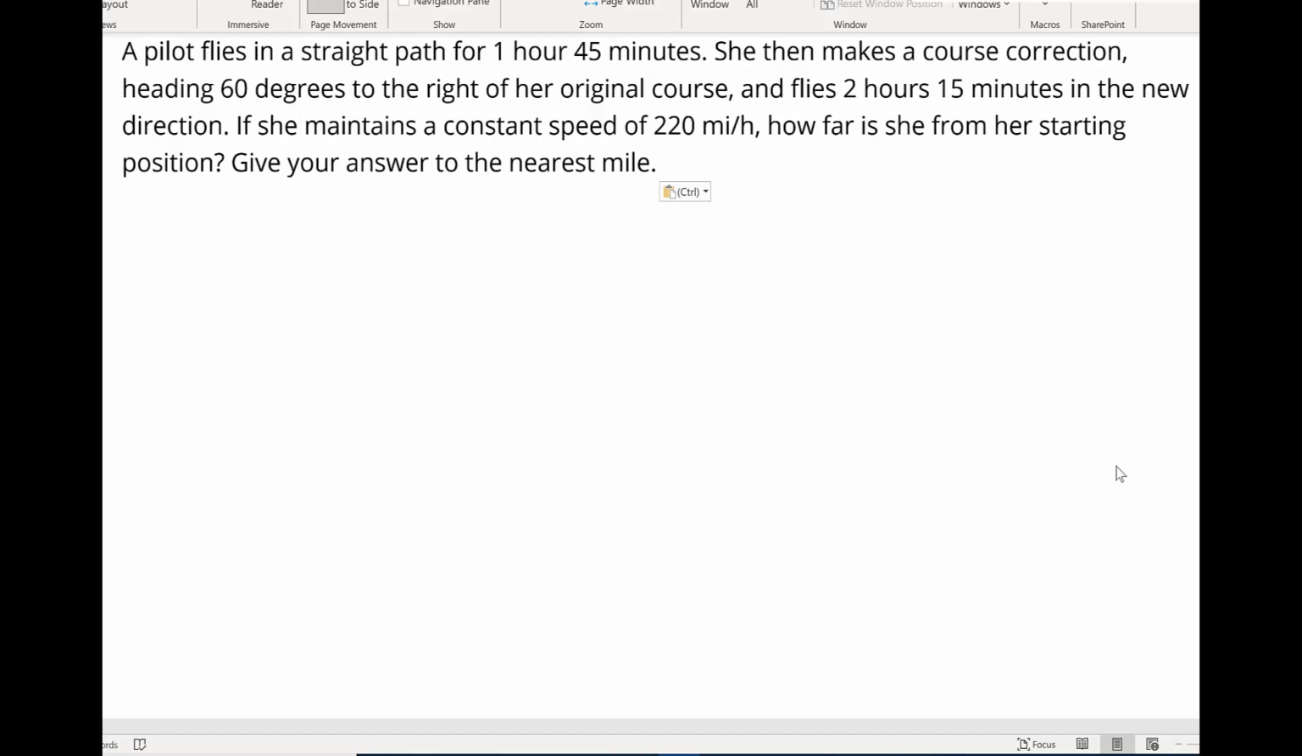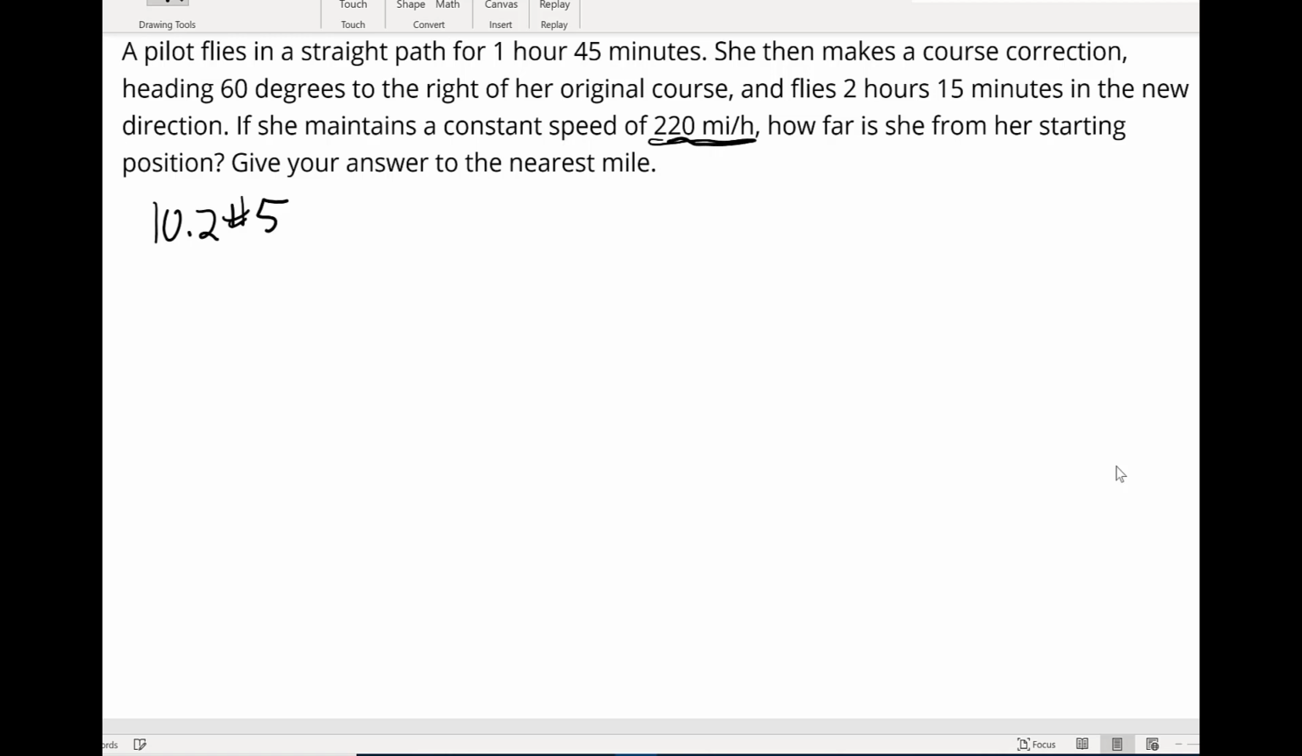Okay, this is number 5, 10.2, number 5. It says a pilot flies in a straight path for 1 hour 45 minutes. Then she makes a course correction heading 60 degrees to the right of her original course and flies 2 hours 15 minutes in the new direction. She maintains a constant speed of 220 miles per hour. That's key. These times are key as well.